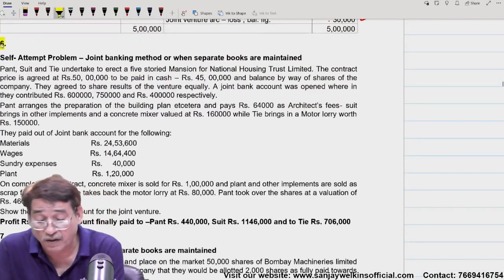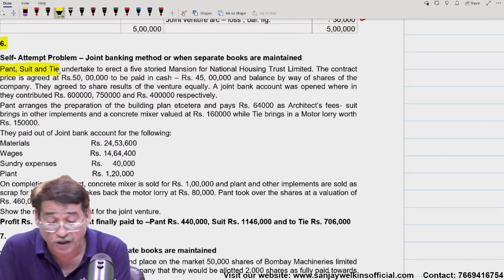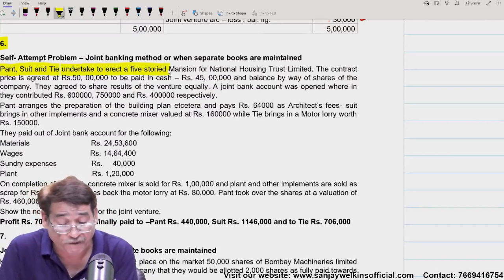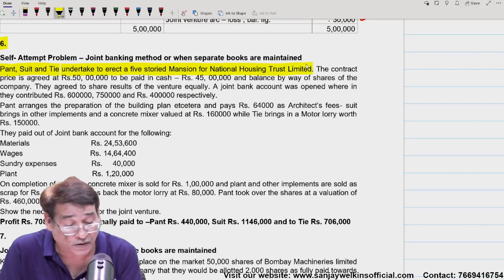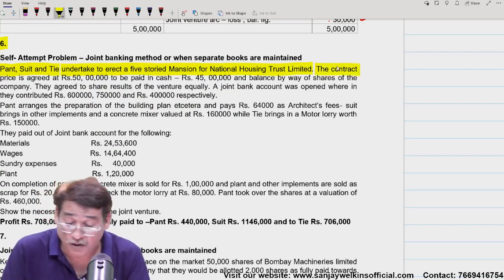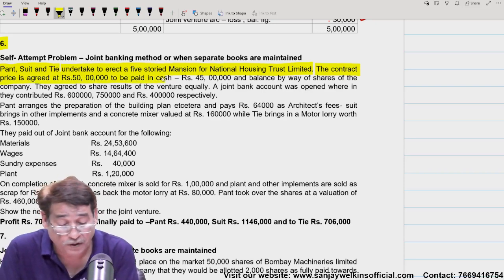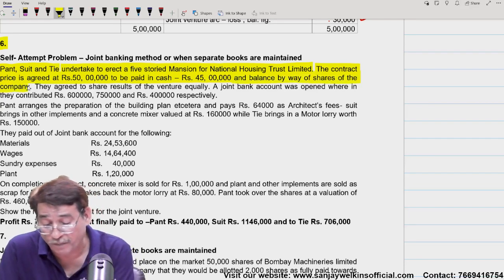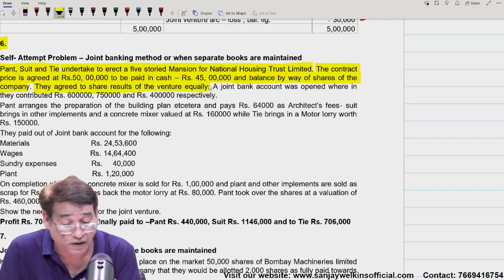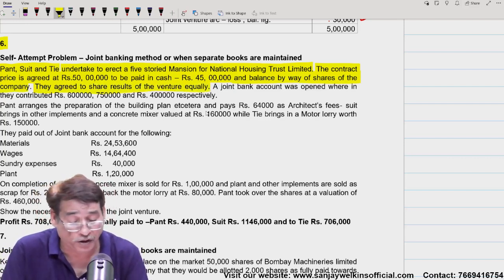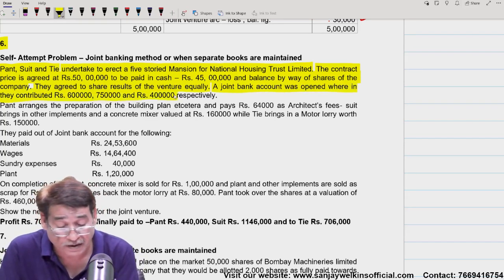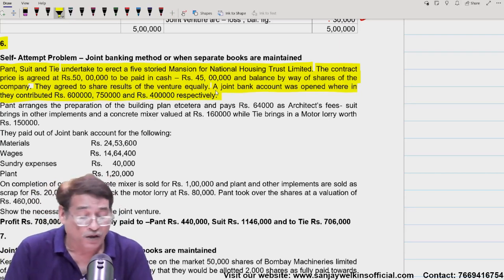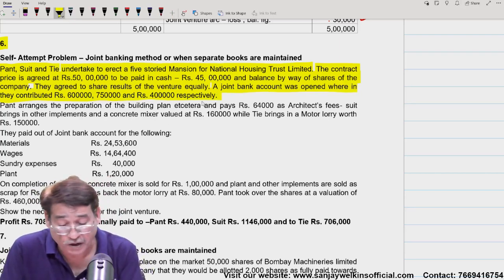Question number 6. In this question, Pant, Suit, Tie undertake to erect a 5-storied mansion for a National Housing Trust. And the contract price was agreed at 50 lakh, to be paid 45 lakh in cash and the balance by way of shares of the company. They agree to share the results of the venture equally. So this time they are going to share equally. A joint bank account was opened where they contributed 6 lakh, 7 lakh 50, 4 lakh respectively. So you can easily do this particular entry, no problem.